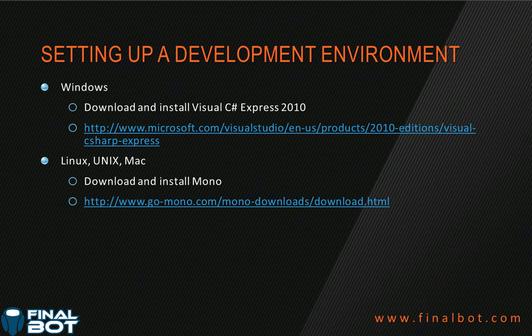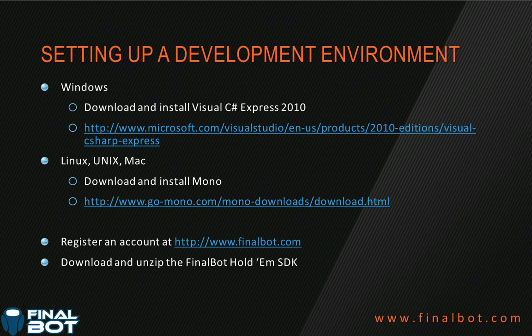After you've set up your development environment using either Visual C# Express or Mono, or any of the other third-party tools, you can go and register an account at FinalBot.com. And once registered, you'll be able to download and unzip the FinalBot Hold'em SDK.